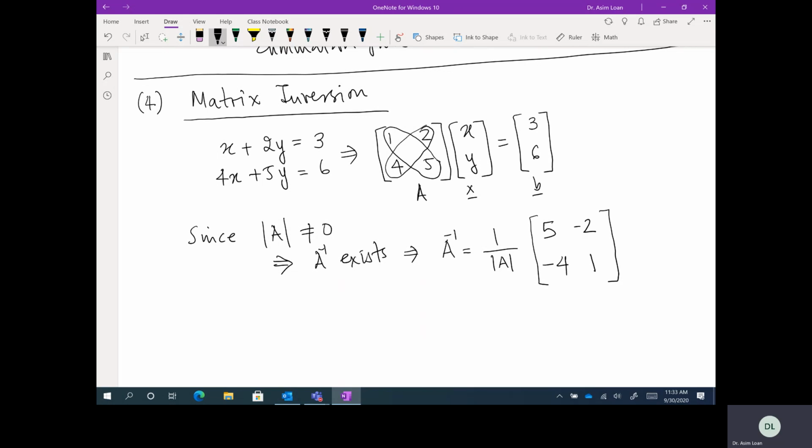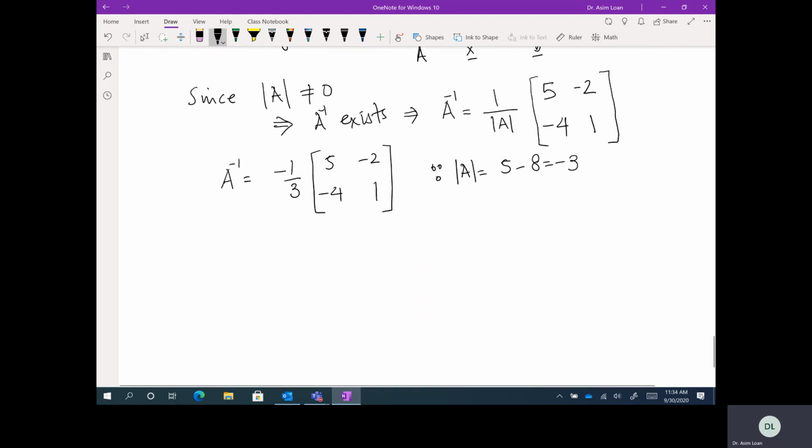Since the determinant of A we found was 5 minus 8, which is -3, A inverse is -1 over 3 times the matrix 5, -2, -4, 1. Why? Because the determinant of A is simply 5 minus 8, which is -3.